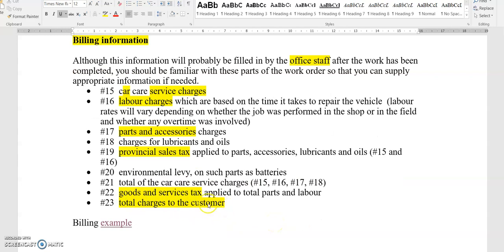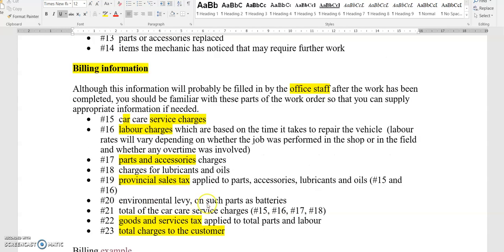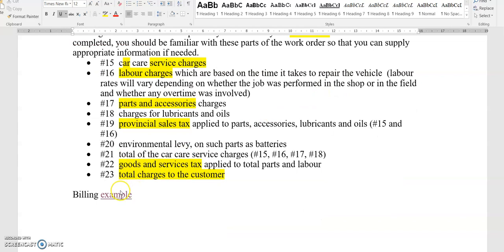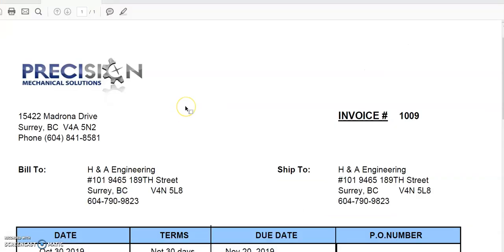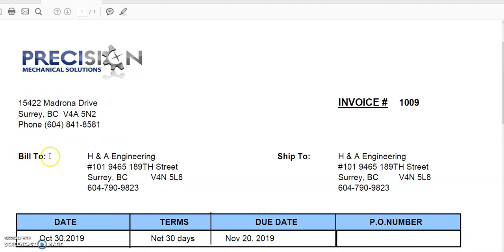And then billing information will display total charges to the customer, but it's very likely that the office staff will have to worry about that part. And here's a billing example of how I charge my customers. So I've got the location of my business, and I've got billing to. And in this case, it's H&A Engineering located in Surrey. So I've got their address, postal code, contact number, and then ship to.